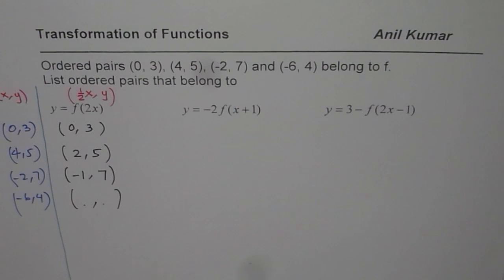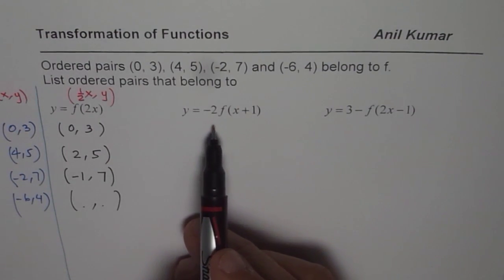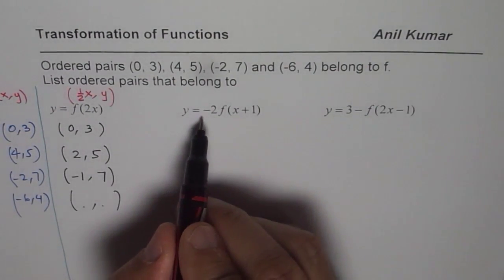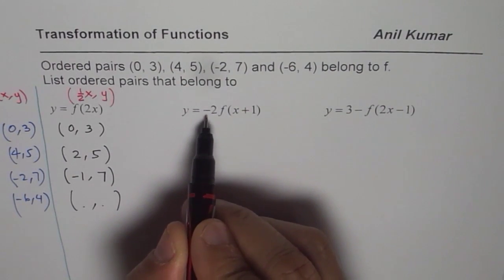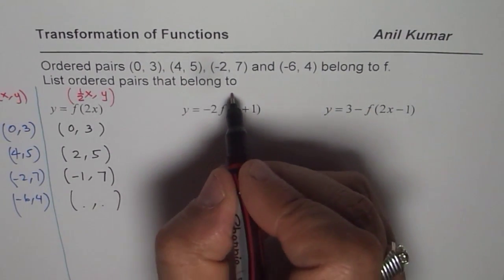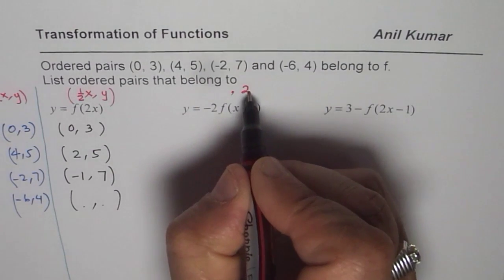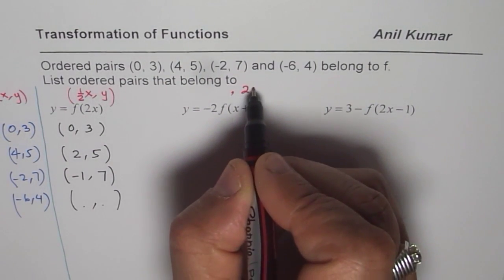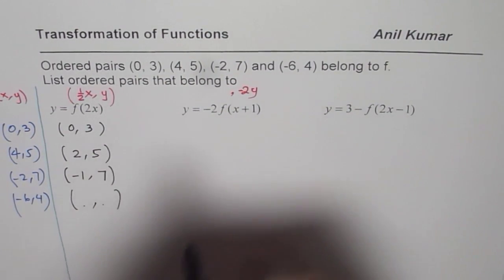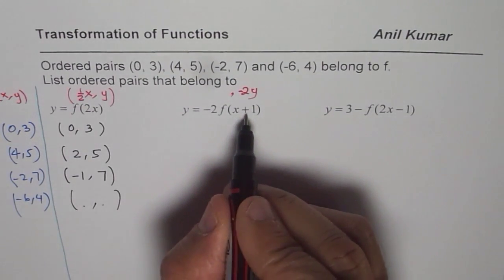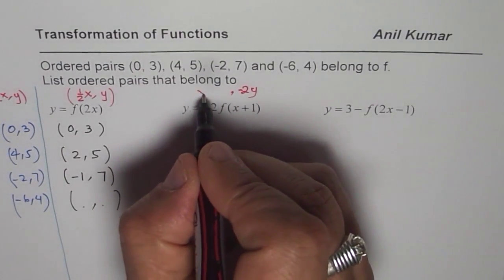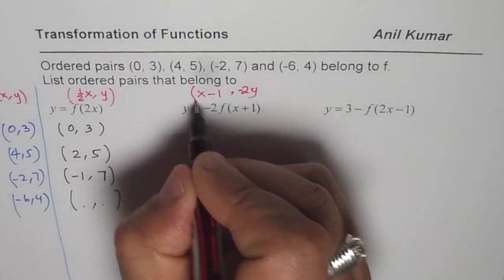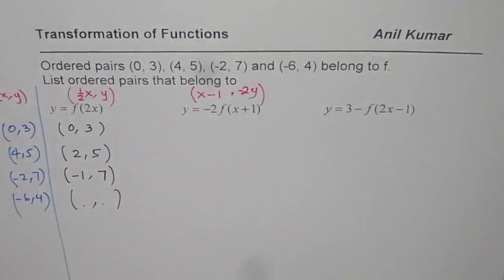Next one. Can you pause the video and write it down? That will help you and gain more confidence. Let us see. Here we are multiplying the function by -2. That is a vertical stretch and vertical reflection. So the y value gets modified by -2 times, so it is -2 of the y value. The x value, the function has been translated 1 unit left, means minus 1. So we will take away 1 from the x value. That is how the image points will change.